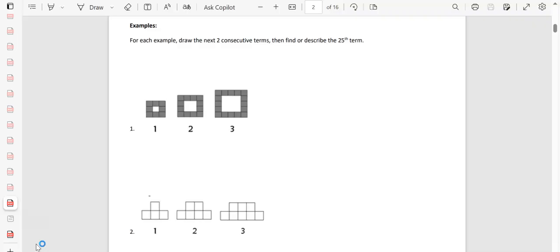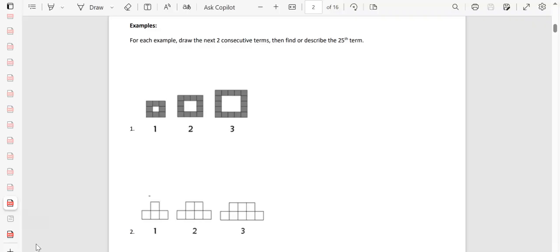I'm going to go into a lot of detail for example 1, and then I will give you the answers for examples 2 and 3, but maybe not do as much detail. I already gave you a little idea on how to find or describe the 25th term, using some notation without having to draw so many squares or blocks.